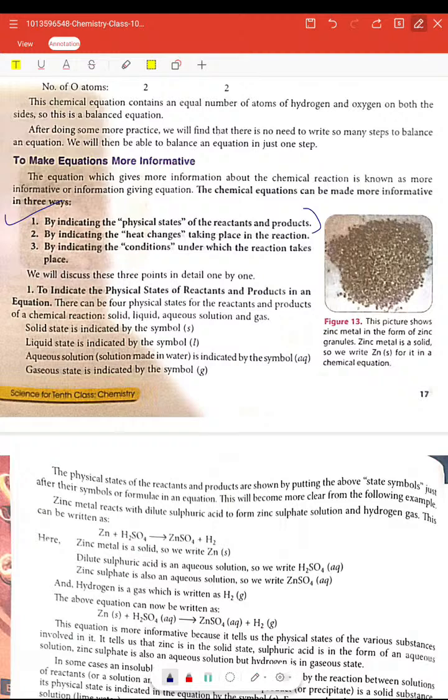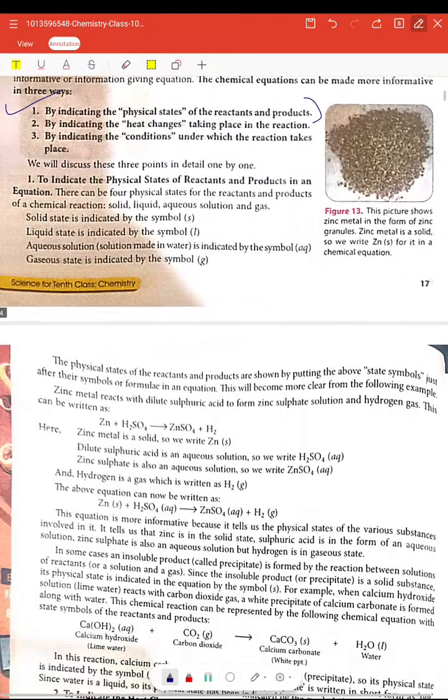How can we discuss the physical state of reactants or products? We have an equation of a chemical reaction: zinc plus sulfuric acid gives zinc sulfate plus hydrogen gas. What is zinc? This is solid. What is sulfuric acid? This is an aqueous solution. What is zinc sulfate? This is also an aqueous solution. What is hydrogen? That is gas.